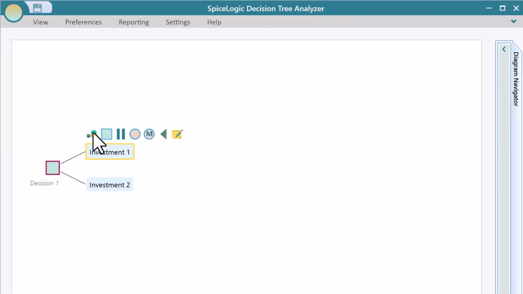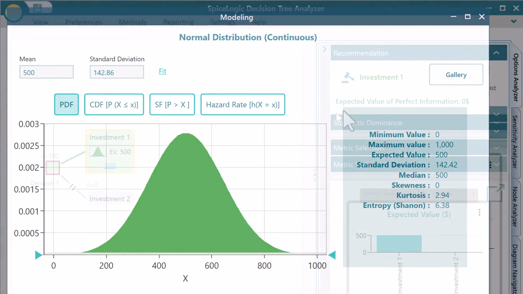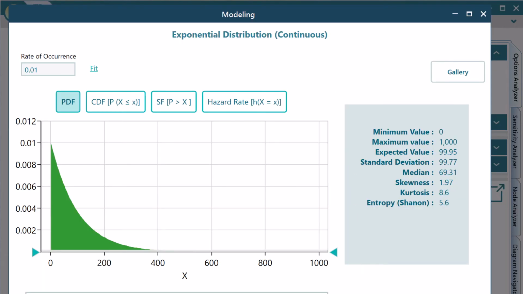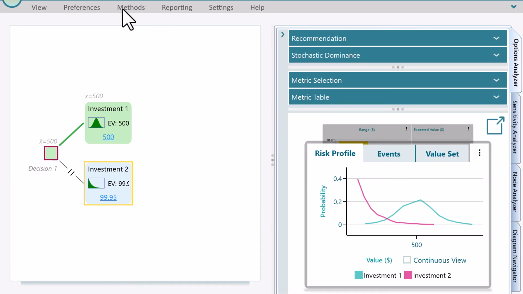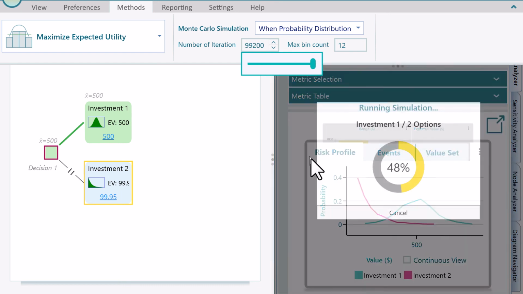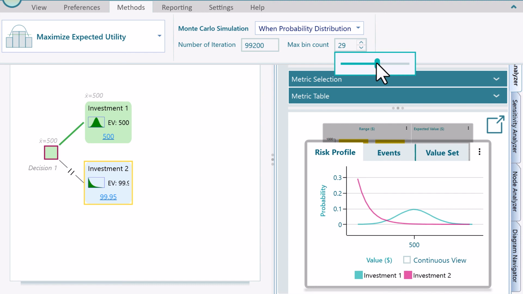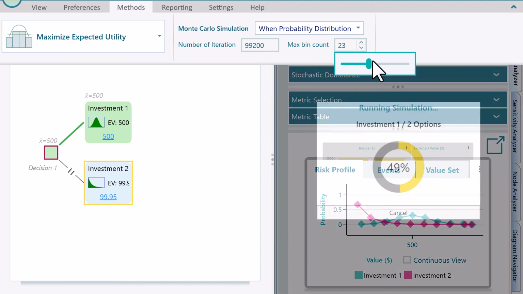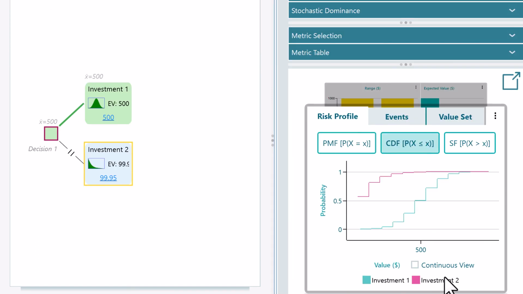Now, let's explore the Monte Carlo simulation feature. If you use any probability distribution as a payoff for any node, then the risk profile chart is generated automatically using Monte Carlo simulation. Say you have a decision tree like this, where the profit for investment 1 follows a normal distribution and the profit for investment 2 follows an exponential distribution. You will see the risk profile chart as shown here, which is generated by the Monte Carlo simulation.